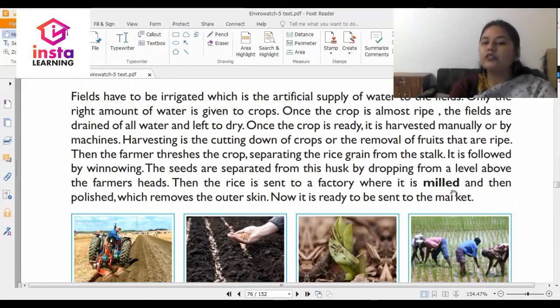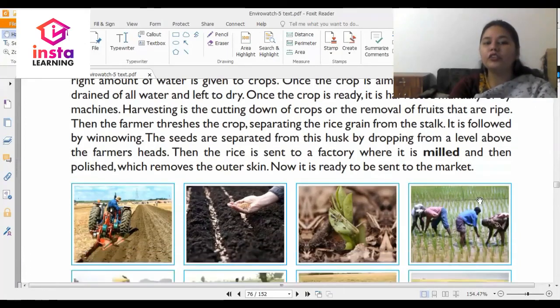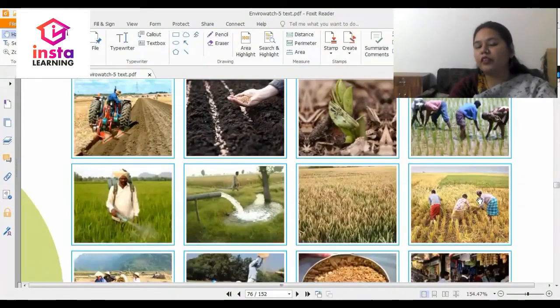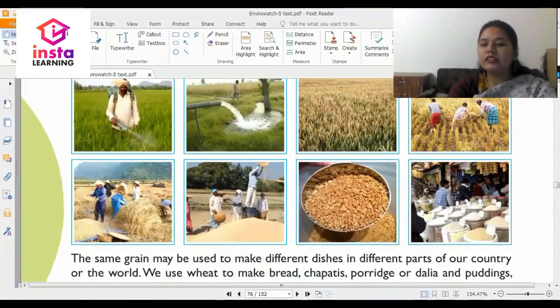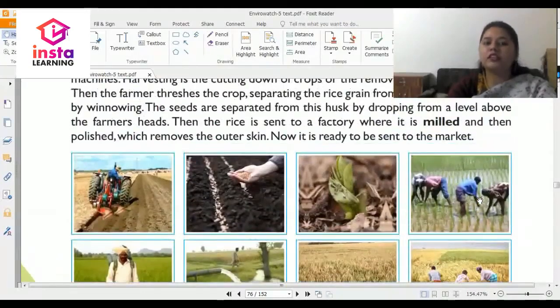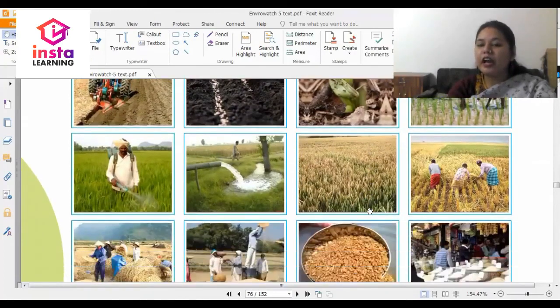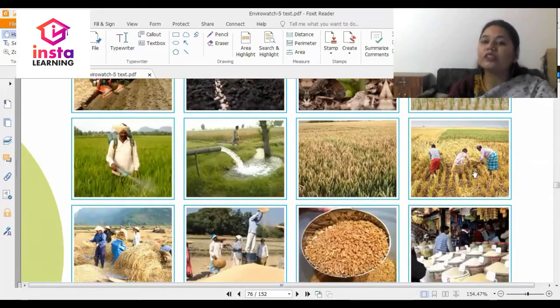Then the rice is sent to a factory where it is milled and then polished, which removes the outer skin. Now it is ready for the market. All right. So now you can see this entire farming process. First the soil is being taken care of. The plowing is done. Then it is leveled and planted. You can see in these pictures the irrigation and the spraying of pesticides, all that is happening. And now the crop is ready. So now it is harvested, that is, it is cut.